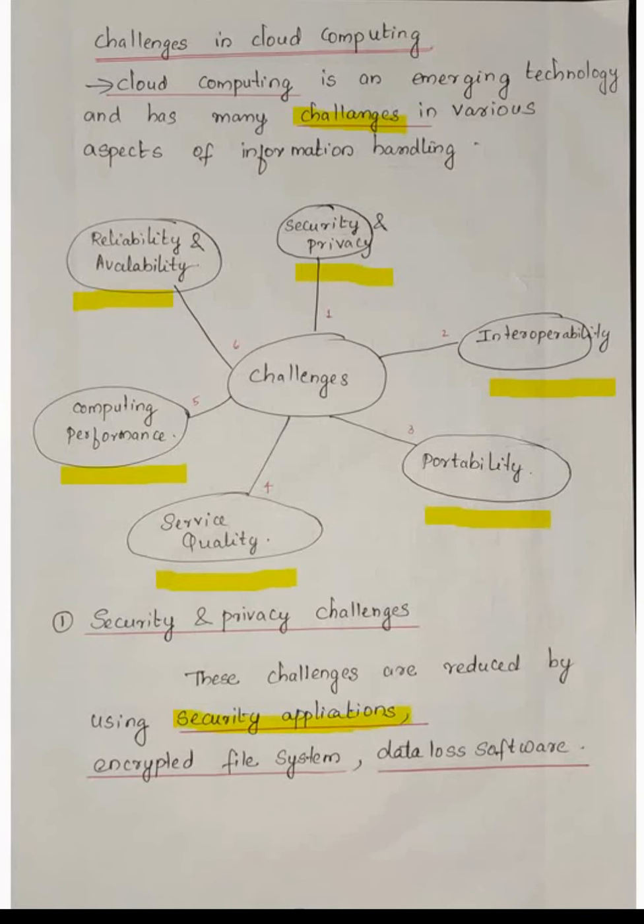Without security, how can people trust the data? How can they put their data securely? So, in order to reduce the challenge, we use security applications such as password setting, username, etc., and provide an encrypted file system for confidential data, and data loss software. If the data is lost, then we can recover the data using data loss software.